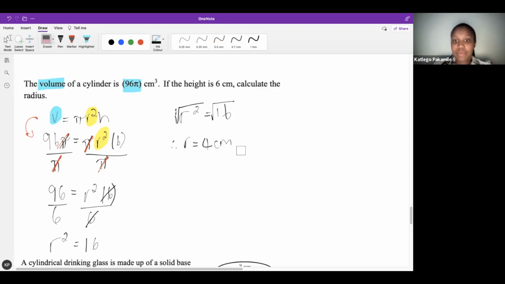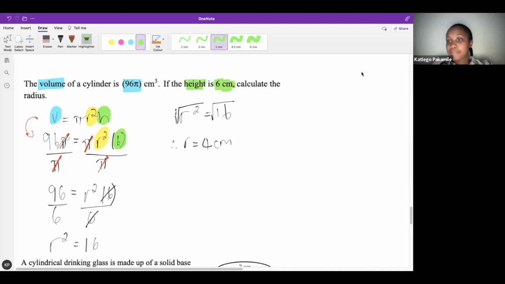Yes, Wayne? Ma'am, can you hear me? Yes. How did we get the 6? The 6 is the height, it's in the question. Look there, I just highlighted it in green. Oh, okay. Thanks, ma'am. So let's say the height is 6. Wherever you see an h, you substitute with 6. You see? Yes.